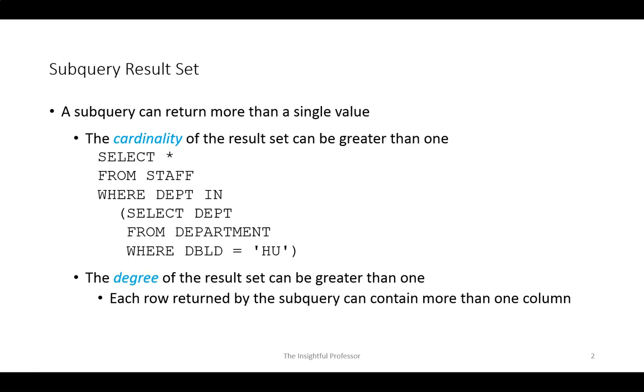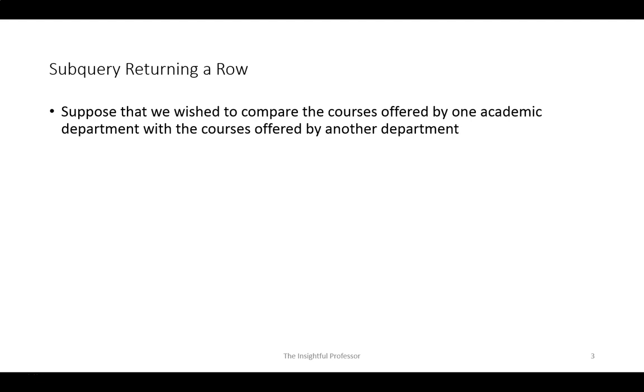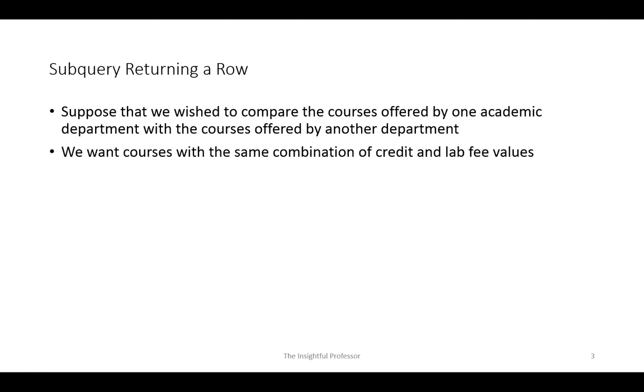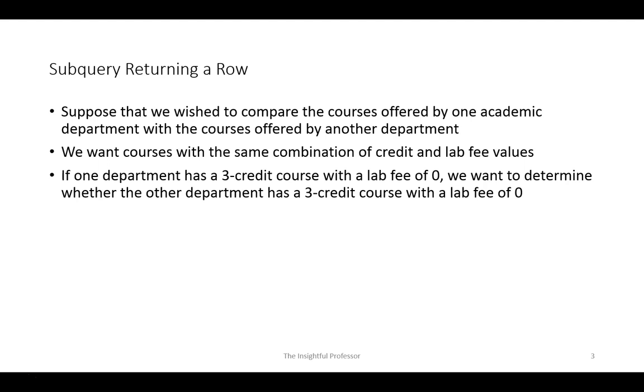So another way of phrasing this would be that each row returned by the subquery could contain more than 1 column. Let's suppose that we wish to compare the courses offered by one academic department with the courses offered by another department. We want the courses with the same combination of credit and lab fee values. That's our criteria. Thus, if one department has a 3-credit course with a lab fee of 0, we want to determine whether the other department also has a 3-credit course with a lab fee of 0.